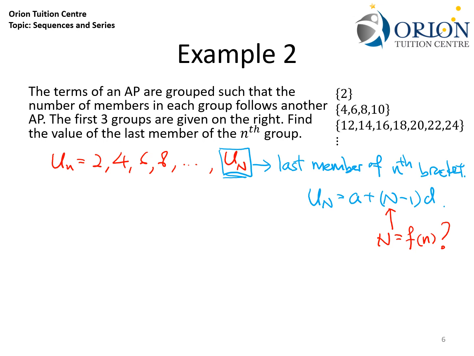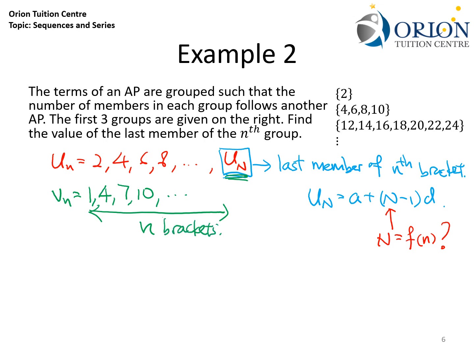And how do we obtain this expression? We will have to look at the second AP that is involved in this question, and I'll call it Vn. It will be 1, 4, 7, 10, and so on. And we can see that the position of this term capital N is going to be the sum of all the terms over here until the n bracket.